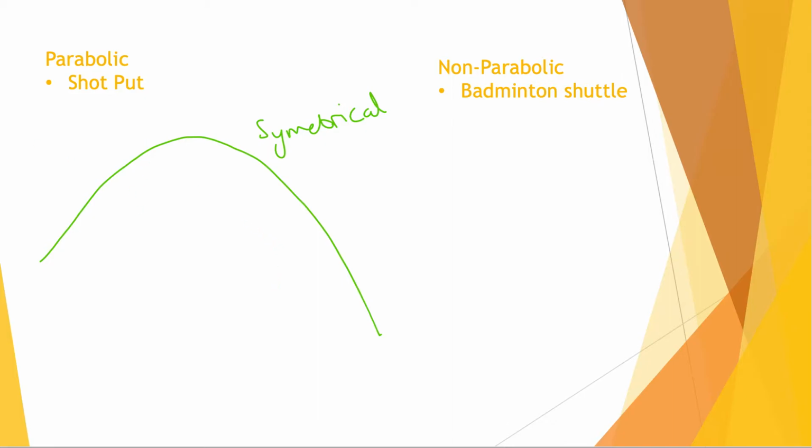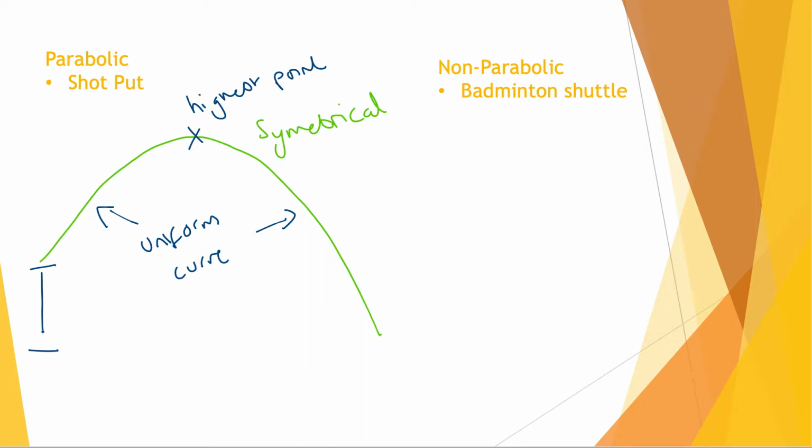So I would point out that we've got the highest point here, and then we've got what we call a uniform curve. The curve looks the same at this side of the highest point as this side. I've drawn a positive release height because obviously it's a shot put, but in terms of the curve, it's uniform, it's symmetrical.